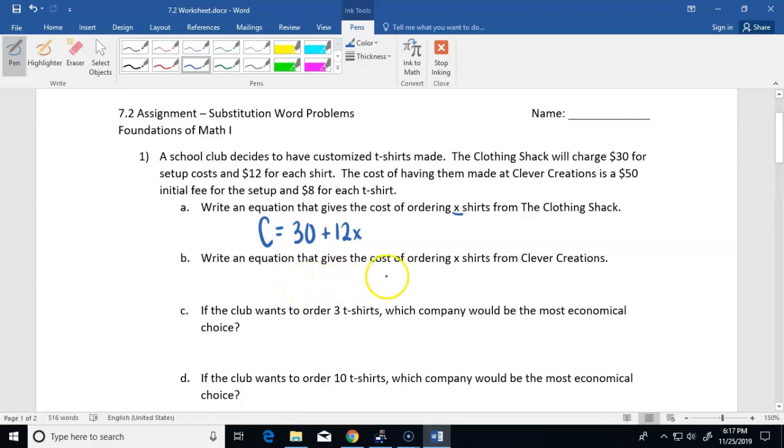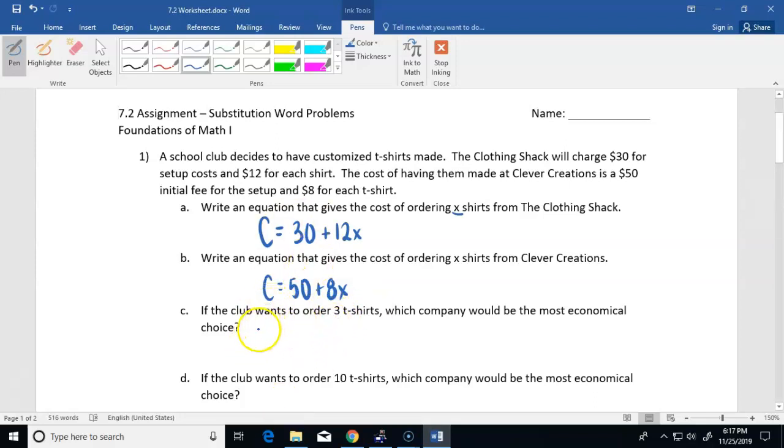The second question is similar, but it asks for the equation for Clever Creations. So for Clever Creations, you have a $50 setup fee and $8 for each shirt. So this gives us our equation here. The next question asks, if the club wants to order t-shirts, which company would be the most economical choice if they're only ordering 3 t-shirts?